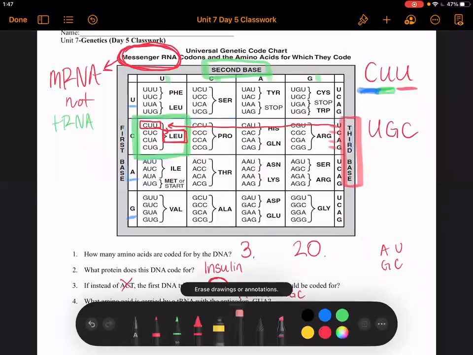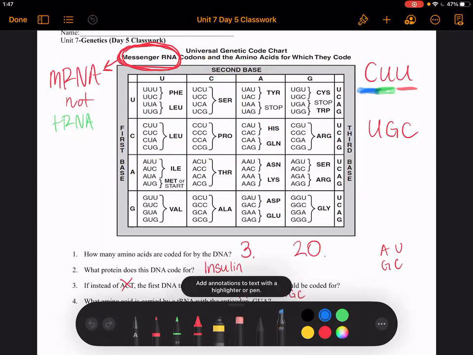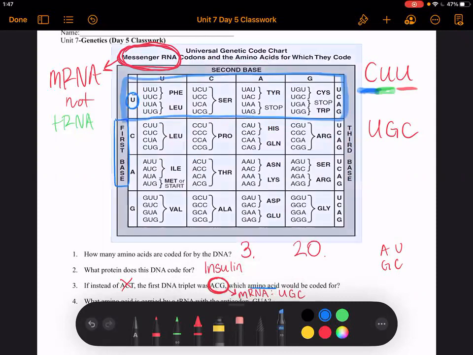So I'm going to erase everything I wrote on this chart, and we're going to do it all over again. Right, so again, the first base you're looking for is U. So I'm going to go to the left-hand side of my chart and find my U, which means I'm going to be looking strictly in this row right here. My second base is G, so I'm going to go up to the top and find my second base, which I see right here is G. That means I'm now looking strictly in this box for our answer. Then we've got one more base to look for, and that is C. So I'm going to look over here for the third base. I see here's a U, C, A, and G. Since our last base was C, I'm going to follow this C over and see that UGC actually codes for cysteine. So that amino acid would be CYS.